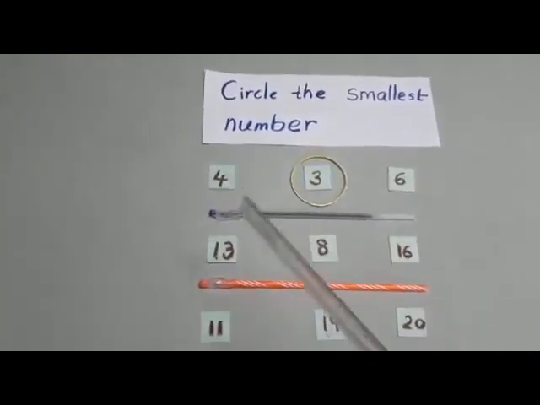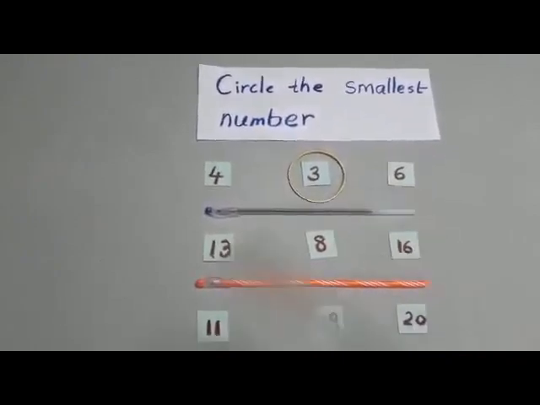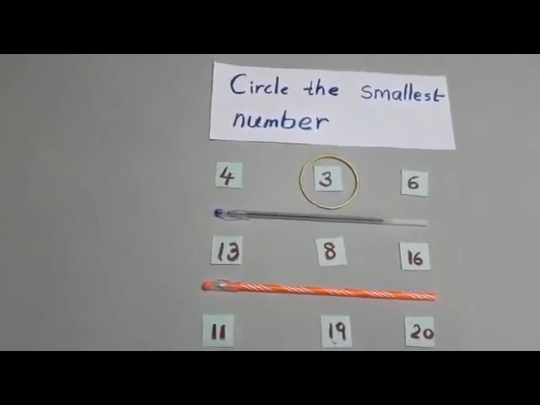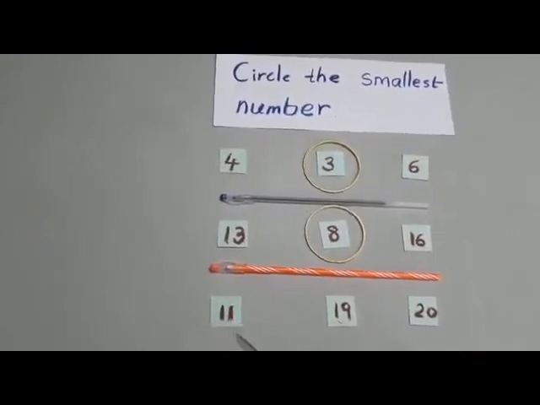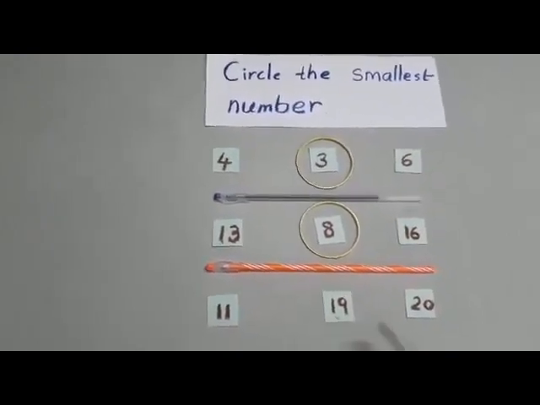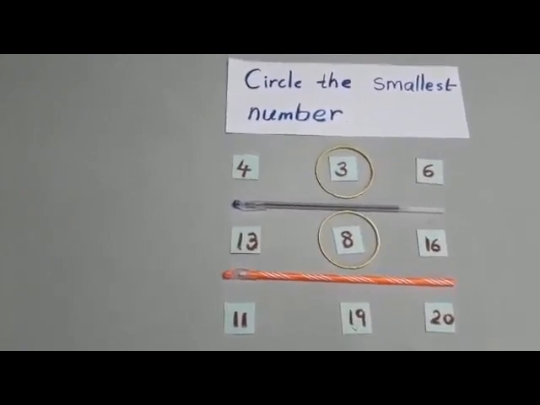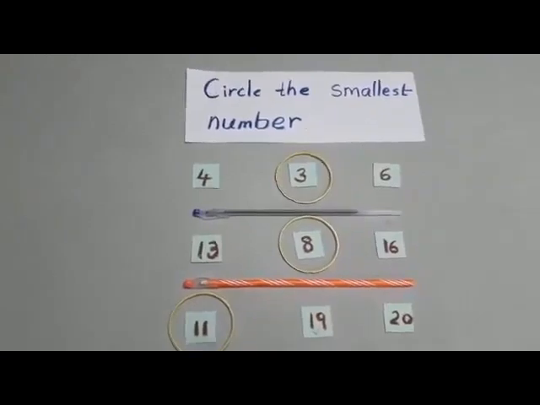Let us see the next one. 13, 8, 16. What is the smallest number here? Yes, you are right. 8. Let us see the last one, children. 11, 19, 20. What is the smallest number here? Yes, you are right. 11 is the smallest number here.